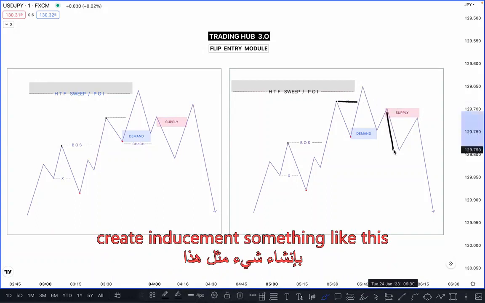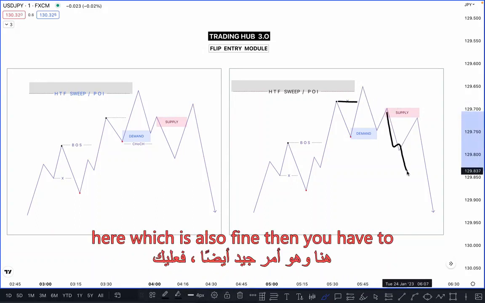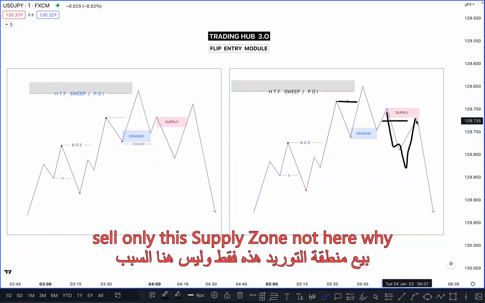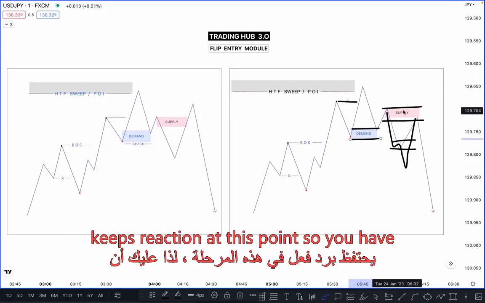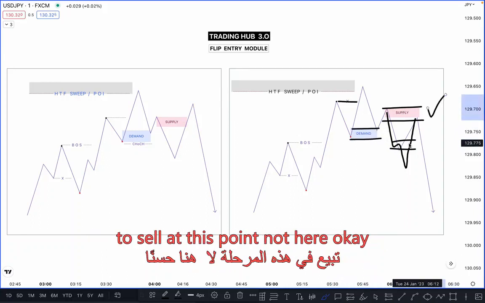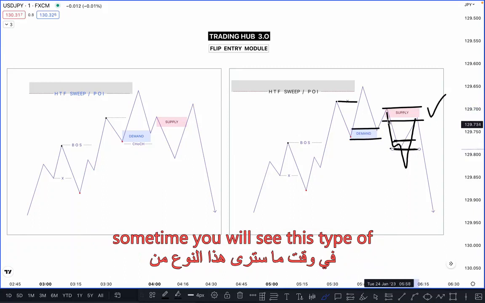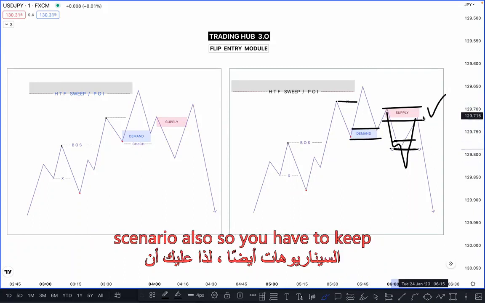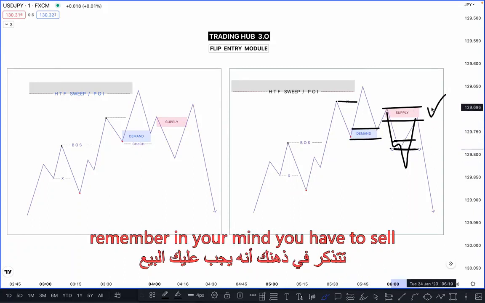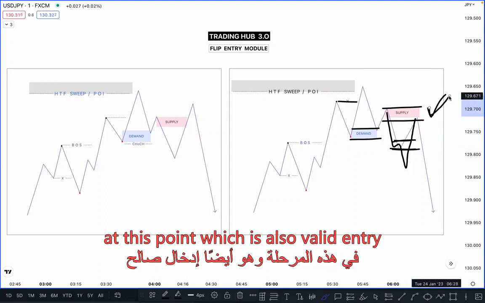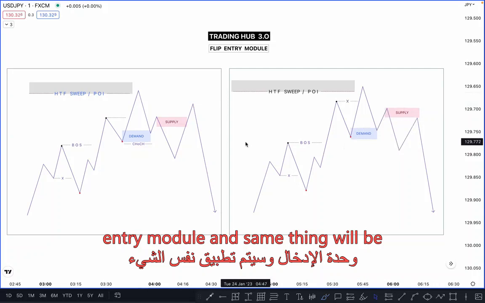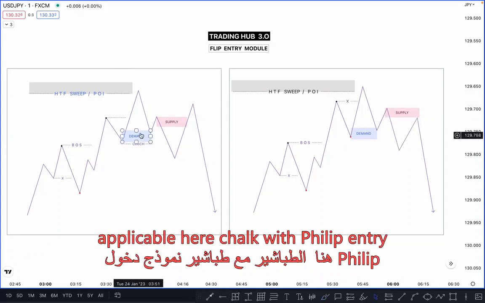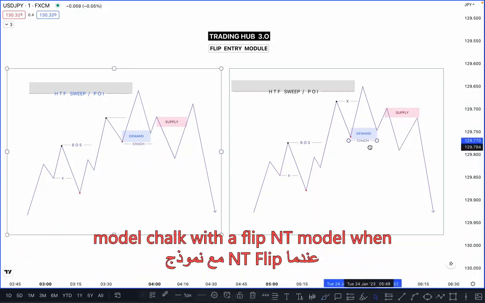If market creates inducement, something like this here, which is also fine, then you have to sell only this supply zone, not here. Why? Because this demand is here and market keeps reaction at this point. So you have to sell at this point, not here, okay? Sometimes you will see this type of scenario also. So you have to remember in your mind, you have to sell at this point, which is also a valid entry. And this is the process of the flip entry model, and the same thing will be applicable here. Chalk with flip entry model, chalk with a flip entry model.